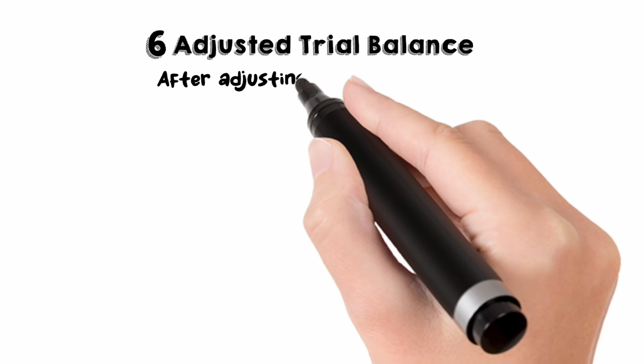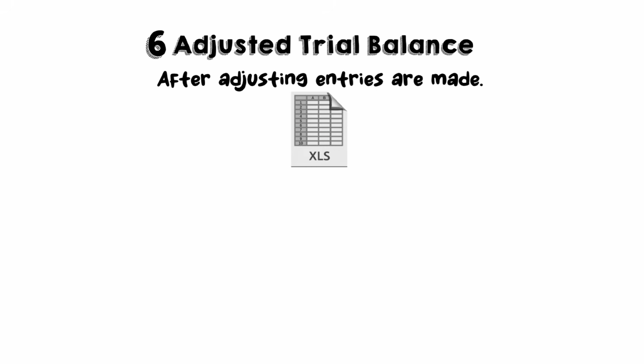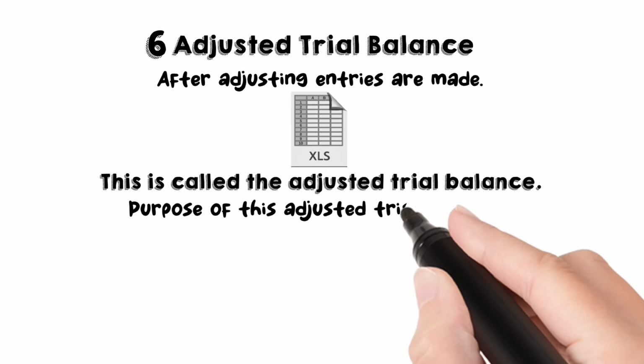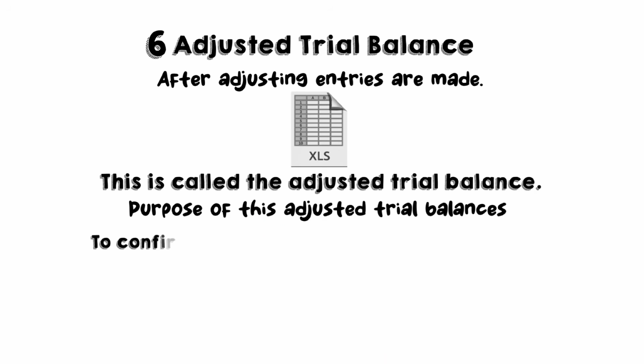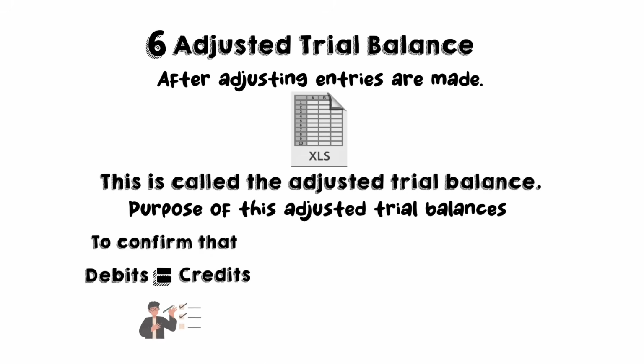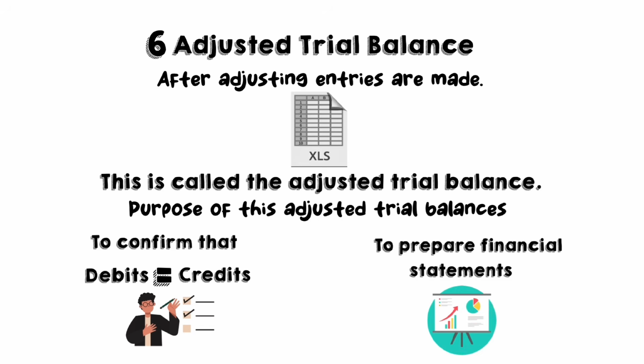Number 6, adjusted trial balance. After adjusting entries are made, a new trial balance is prepared. This is called the adjusted trial balance. Purpose of this adjusted trial balance is to confirm that debits still equal credits after adjustments, and to prepare financial statements correctly.